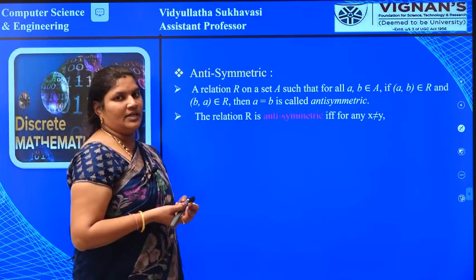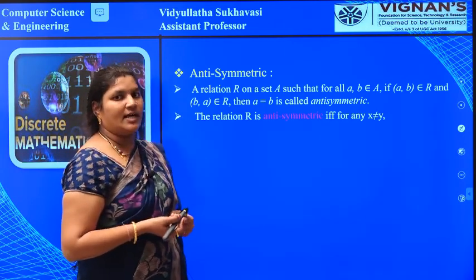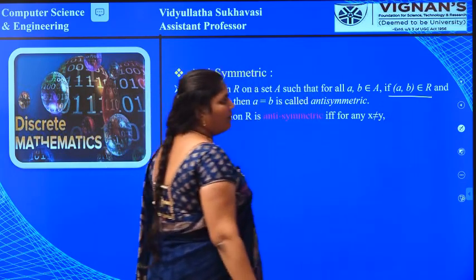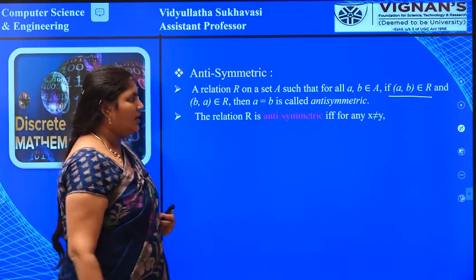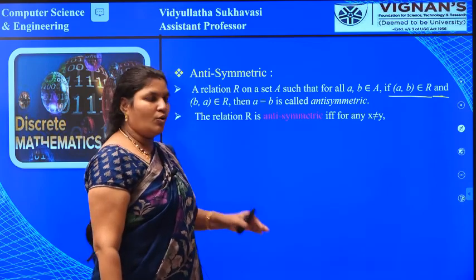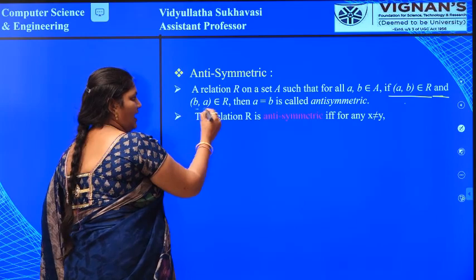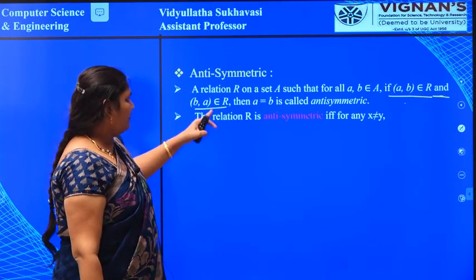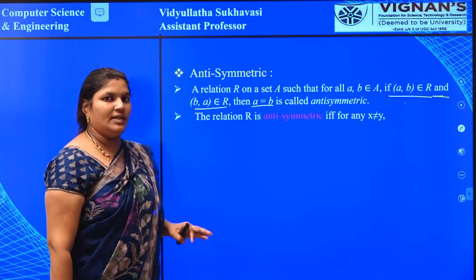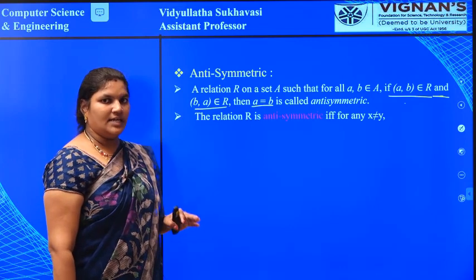And the next property is the antisymmetric property. In antisymmetric, the conditions we are going to check are: if A comma B belongs to relation R, and here we need to check and, that means both A comma B belongs to R and B comma A belongs to R. Along with these two conditions, the condition A equal to B is satisfied. Then only we can say that it is antisymmetric. Otherwise, we will not say it is antisymmetric.